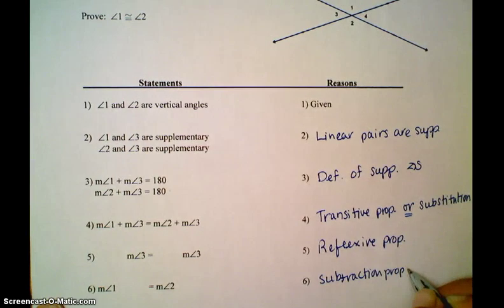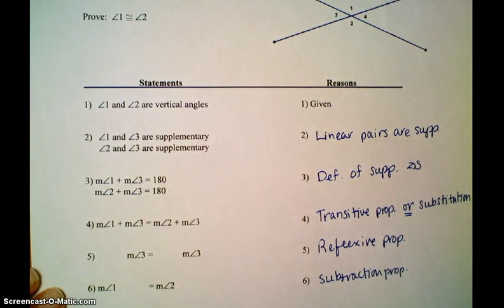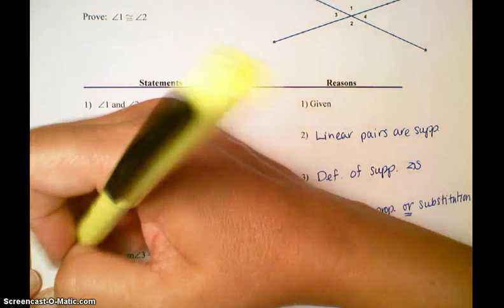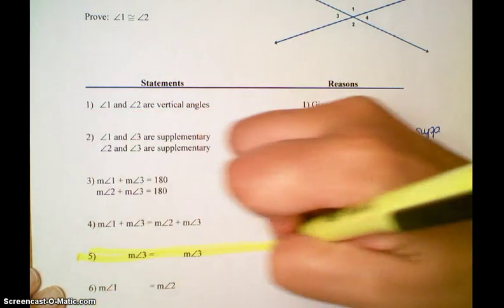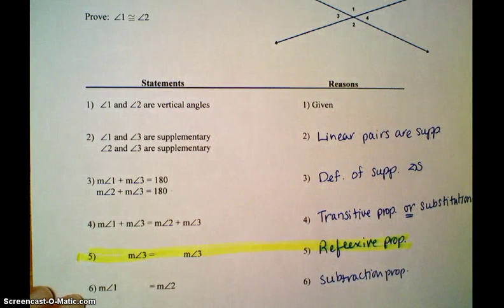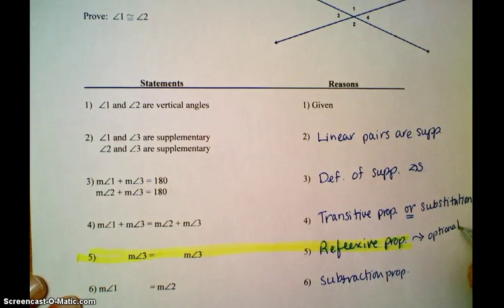Now, I like to put in the reflexive property. For you guys, if you were to skip this property and jump straight to step 6, I will find that acceptable. So let's go ahead and just write next to this, this is an optional step.